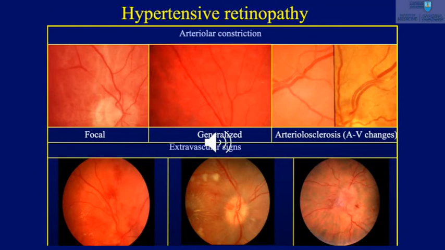Now we shift to hypertensive retinopathy. The third disease: there is arteriolar constriction, which may be focal or generalized, and with arteriosclerotic AV changes, in which the artery, during its passage over the vein at the AV crossing, induces changes in the veins in the form of nicking or deviation. And again, we can get flame-shaped retinal hemorrhage, cotton wool spots, macular stars, and disc edema.